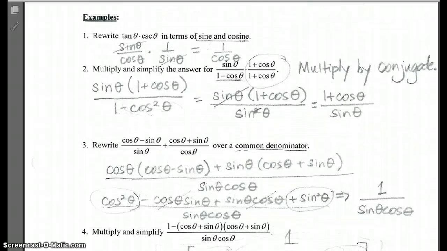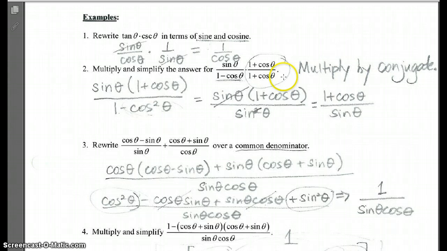So here's some examples of using your algebra skills. It's nice if you can write these in terms of sine and cosine as much as possible, because they tend to have the best relationship. So I want to look at tangent times cosecant. Well, tangent is sine over cosine. Cosecant is 1 over sine. So when I do this and I cancel, then I get 1 over cosine.